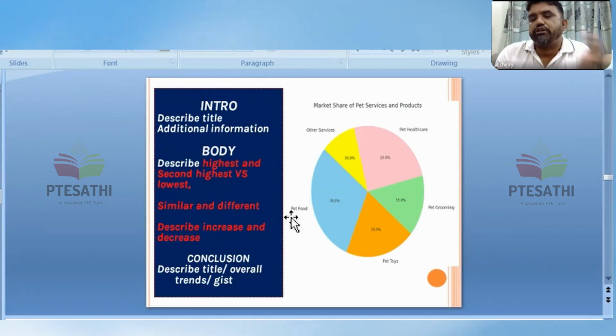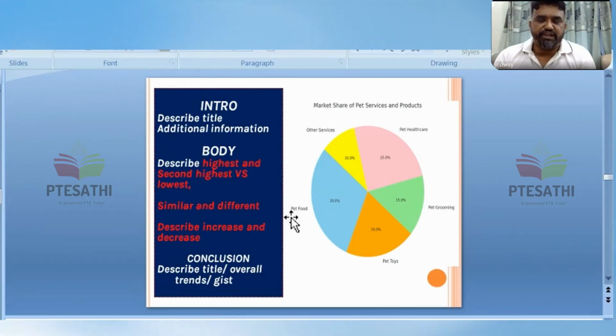In the conclusion, you have lots of options. You can just repeat the title, or you can talk about the overall trend, or you can talk about what you learned after describing the image. And honestly speaking, the last two options are really difficult. Within 25 seconds, you won't be able to understand anything out of that image.